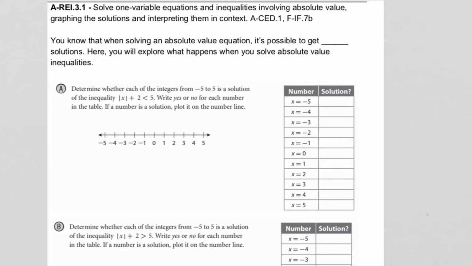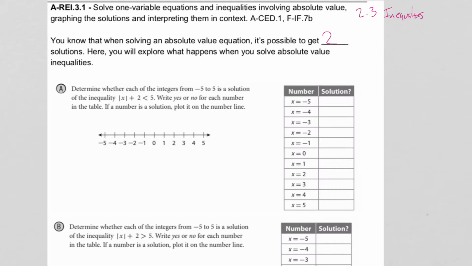So this is section 2.3 of the guided notes, and we've learned how to graph absolute value functions, and then we've also learned how to solve them algebraically. And this is just an extension where this is solving things for absolute value inequalities. And so you know that when you solve an absolute value equation, it's possible to get two solutions. So we're going to explore what happens when you solve the inequalities.